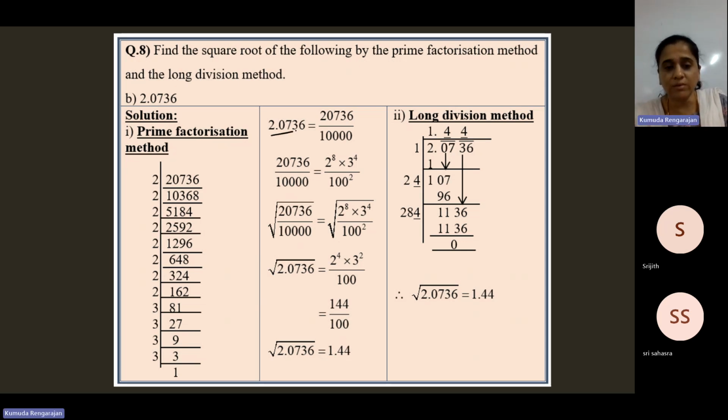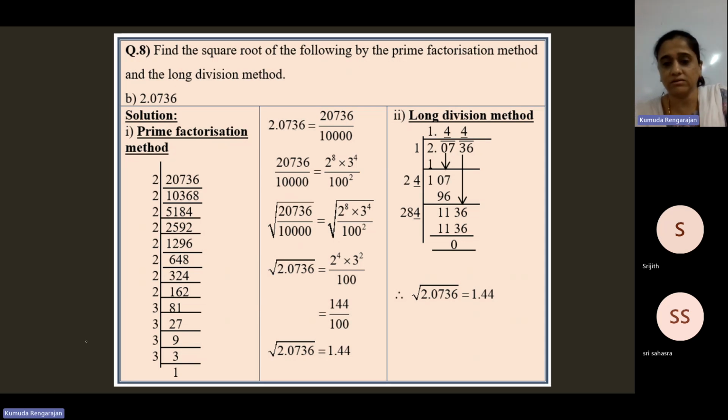Because the given number is a decimal number, its square root also should be expressed as a decimal number. So the square root of this number should also be expressed as a decimal number, which is 1.44.